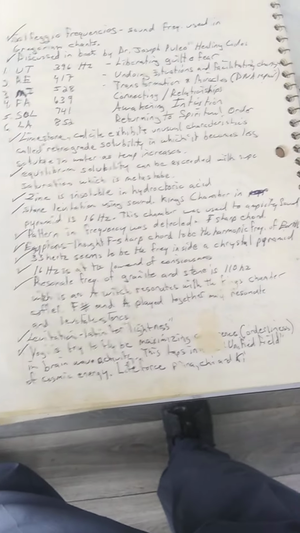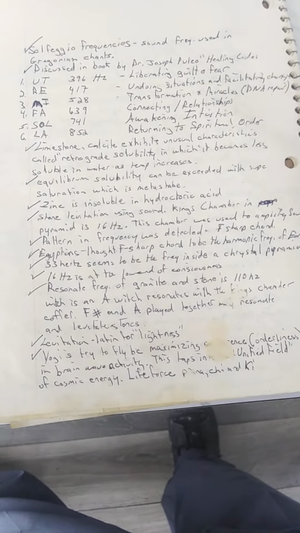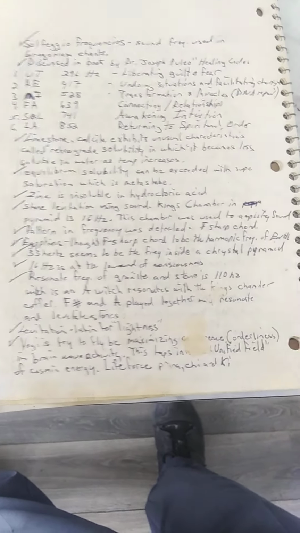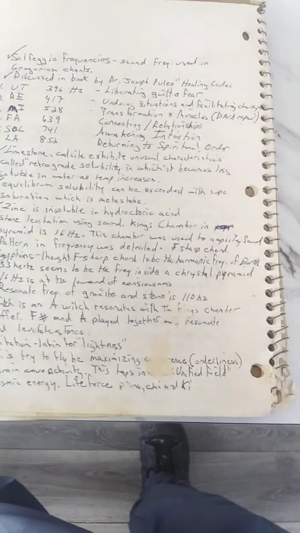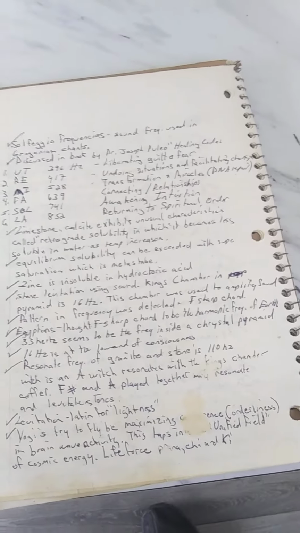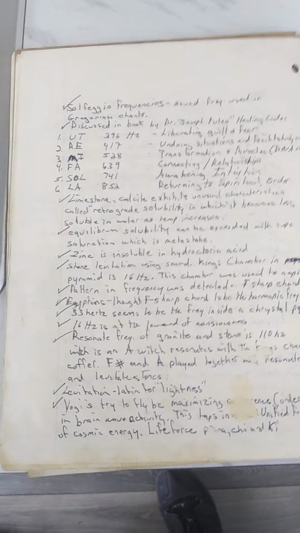So when you're dealing with limestone, you're dealing with this whole deal where it exhibits unusual characteristics called retrograde solubility, where it becomes less soluble in water as the temperature increases. Okay? And the stone will actually change in the presence of a magnetic field too. So it'll actually change shape. We're getting to that.